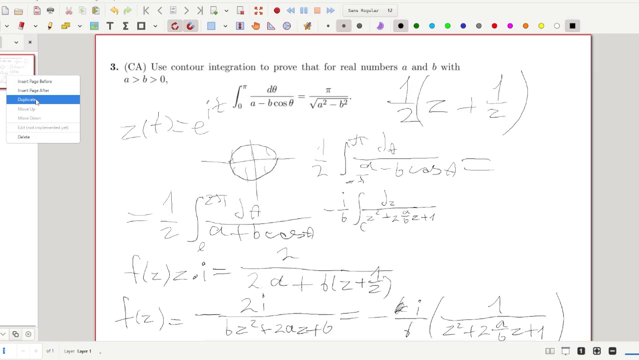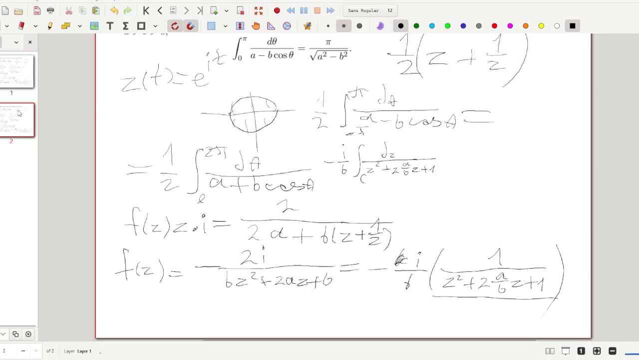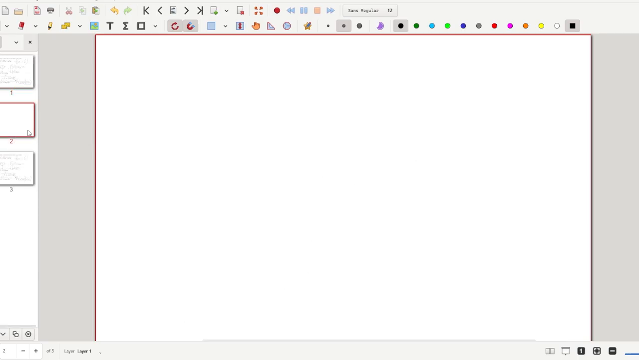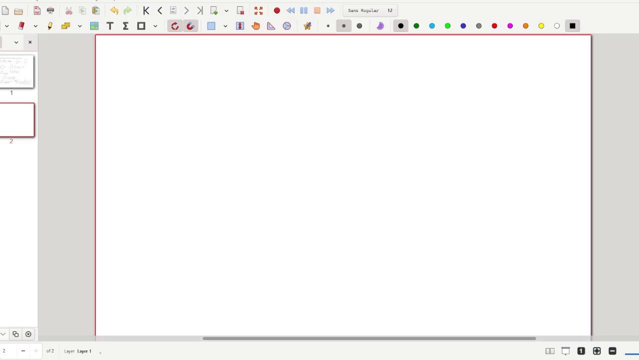So what I'm gonna do is get a new page here, and we're gonna work on solving this integral. So first of all, using the residue theorem, we can do it, but first we need to find the residues, that's for one. For two, we need to find what points lie within the circle.